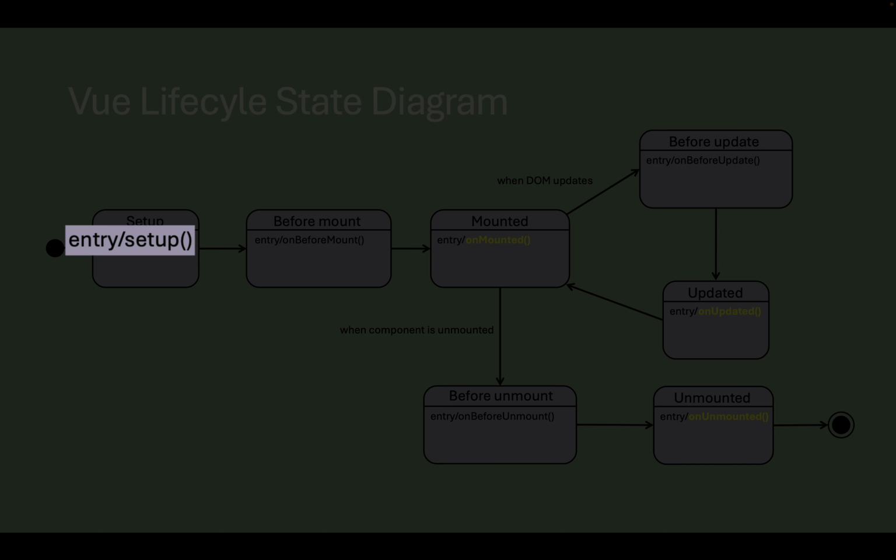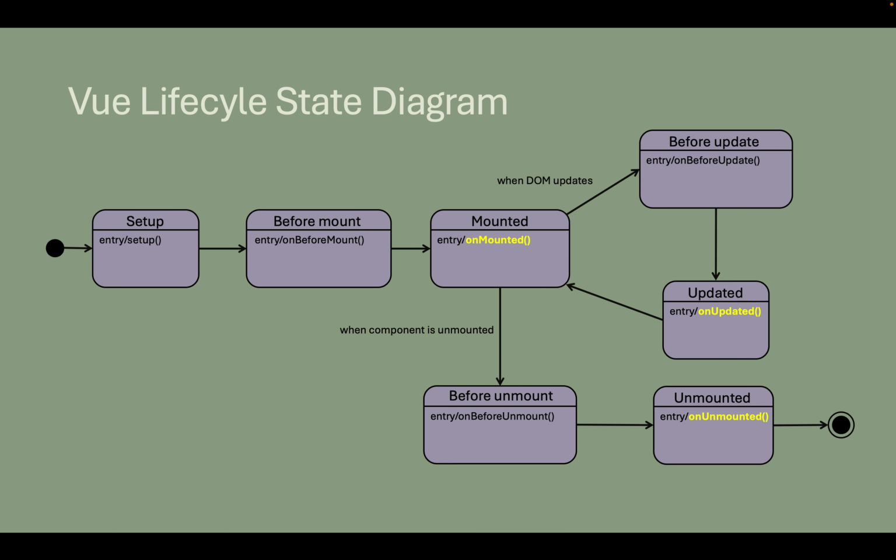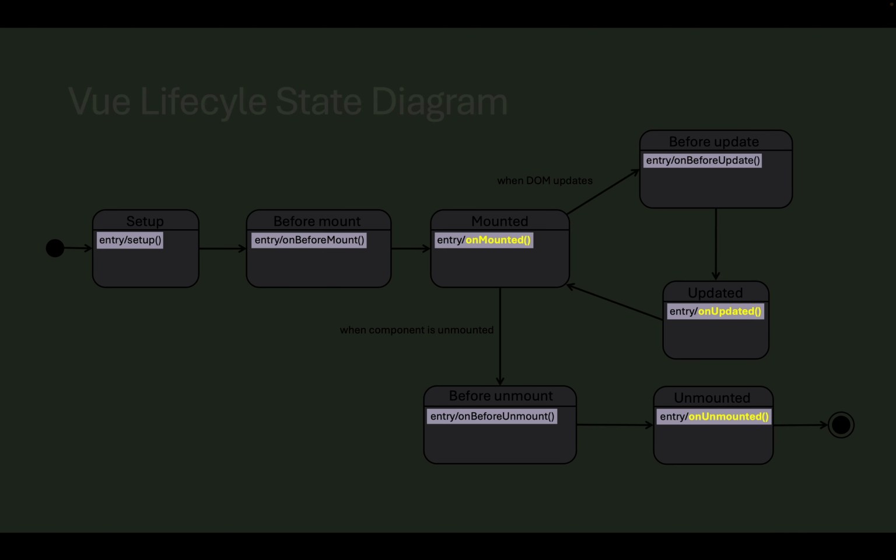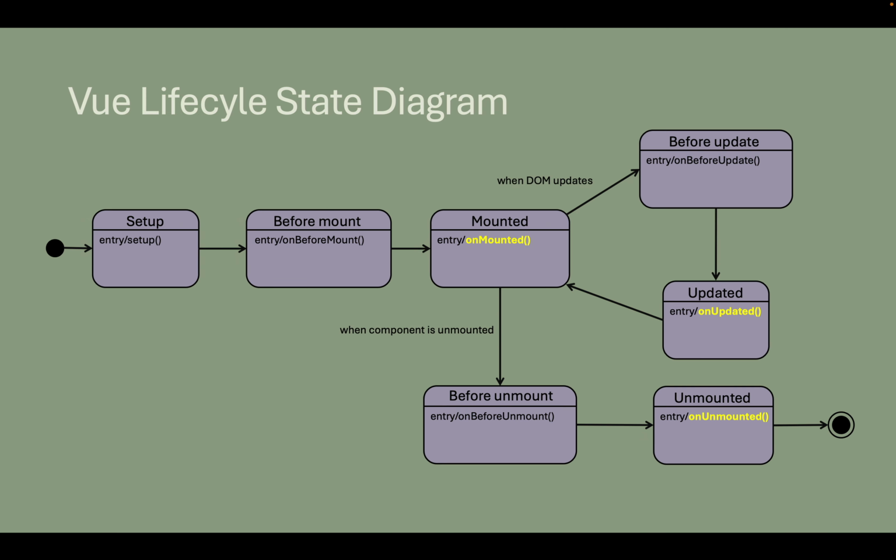What is this entry/method call inside a state? For example, entry/setup. That is an internal activity of a state. It means as soon as a Vue component enters this state, it will invoke this setup method. So for example, here we got setup, onBeforeMount, onMounted, onBeforeUpdate, onUpdated, onBeforeUnmount, and onUnmounted. We call them lifecycle hooks. We'll explain them one by one later.